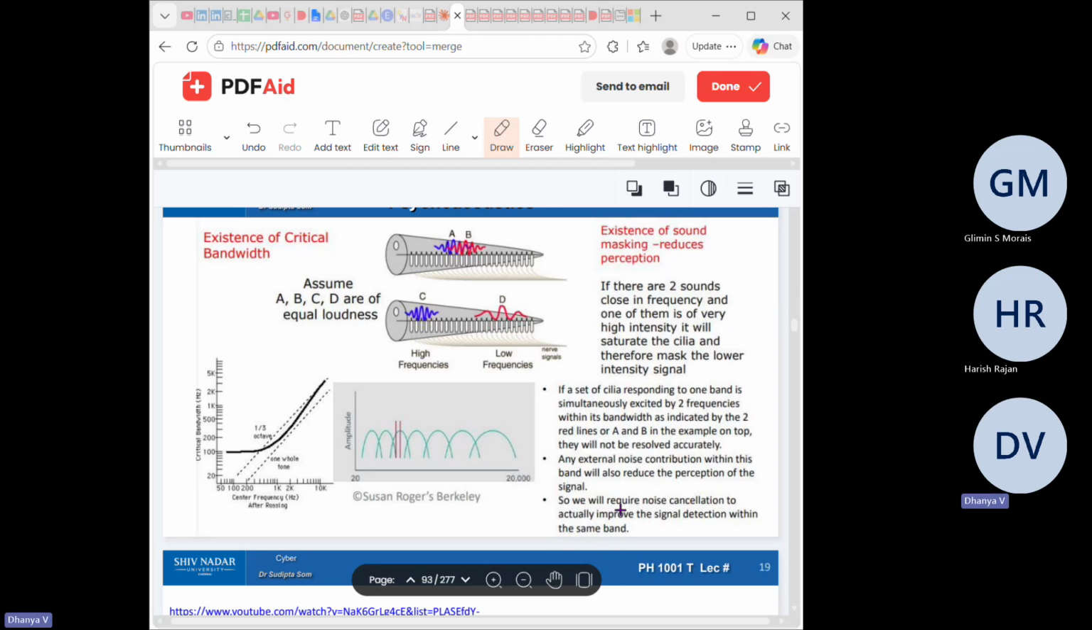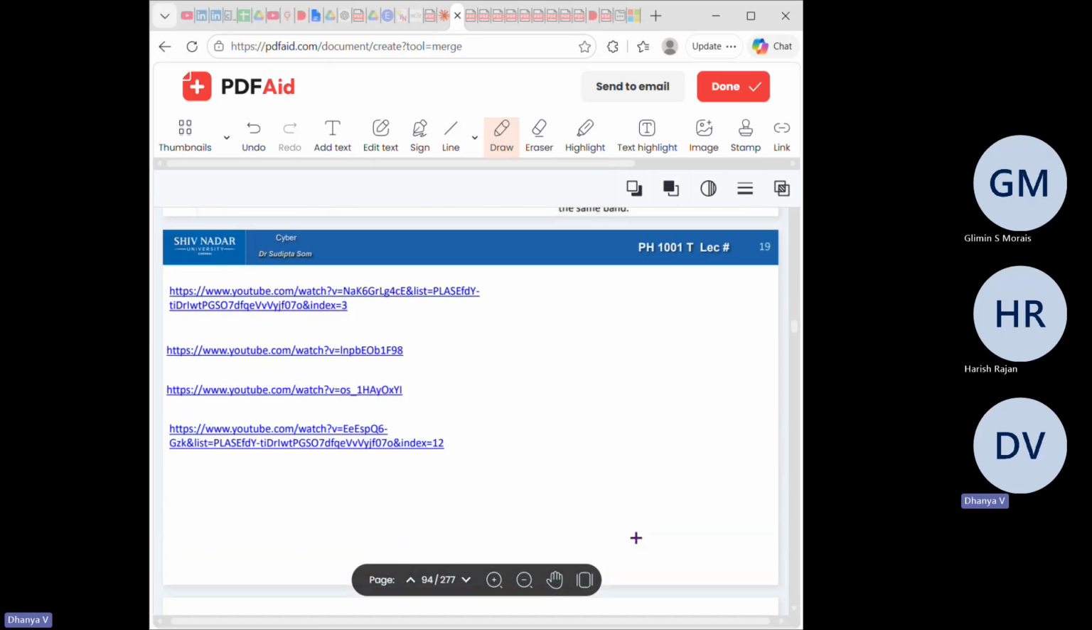So we need noise cancellation to actually improve the signal detection within the sound. You need to cancel out the external noise. So that's why we need the noise cancellation. That's all, just a simple thing.